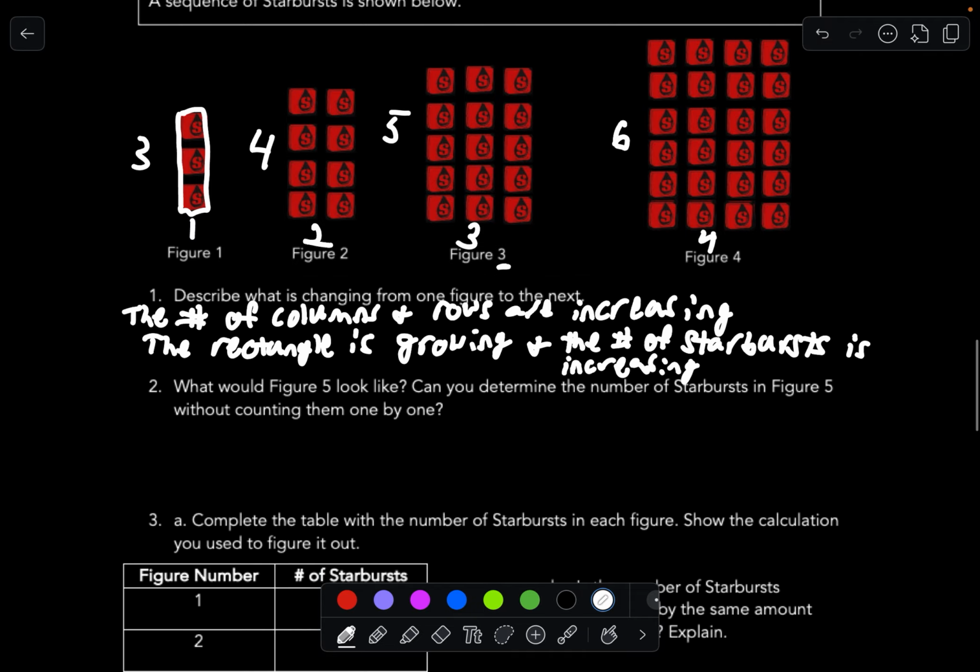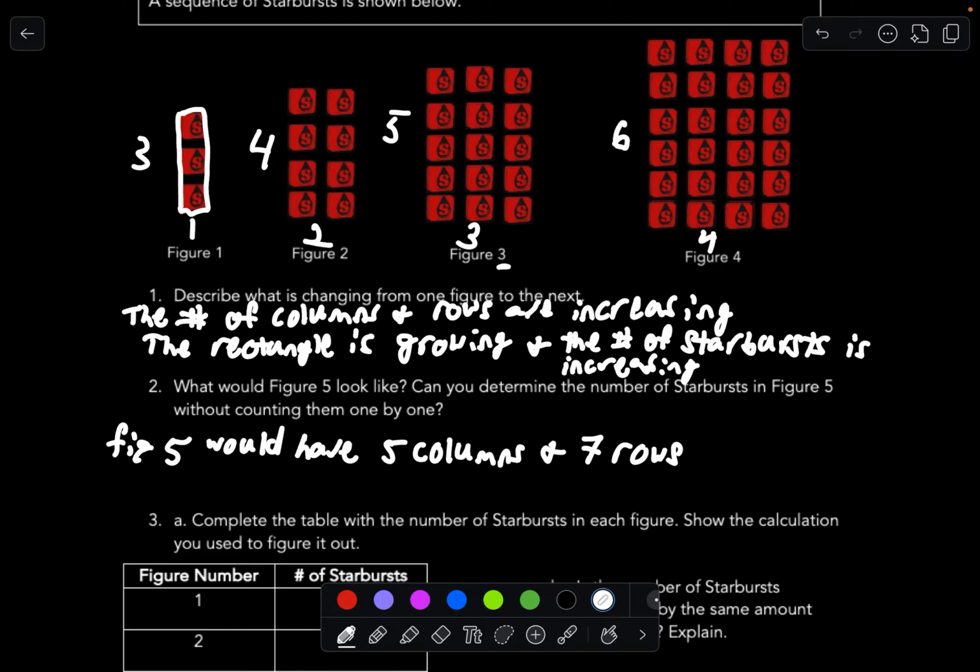Okay. What would figure 5 look like? Well, figure 5 would have five columns and 7 rows of starbursts. And it says, can you determine? Yes.